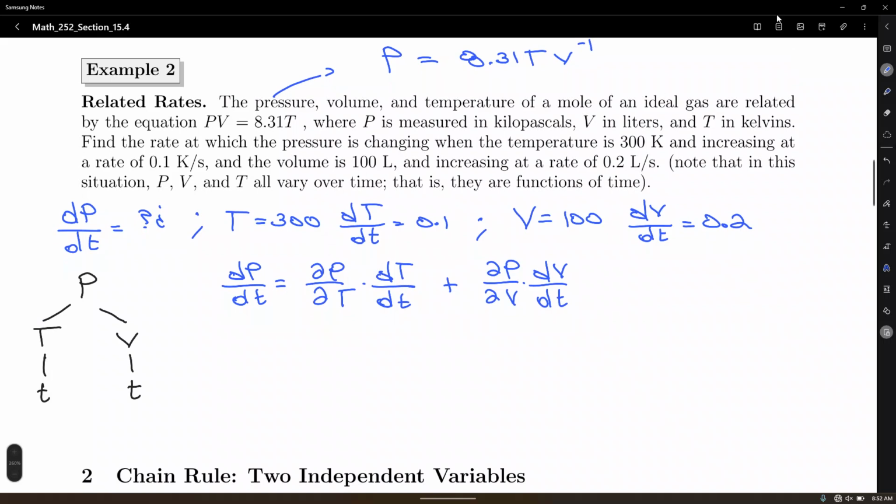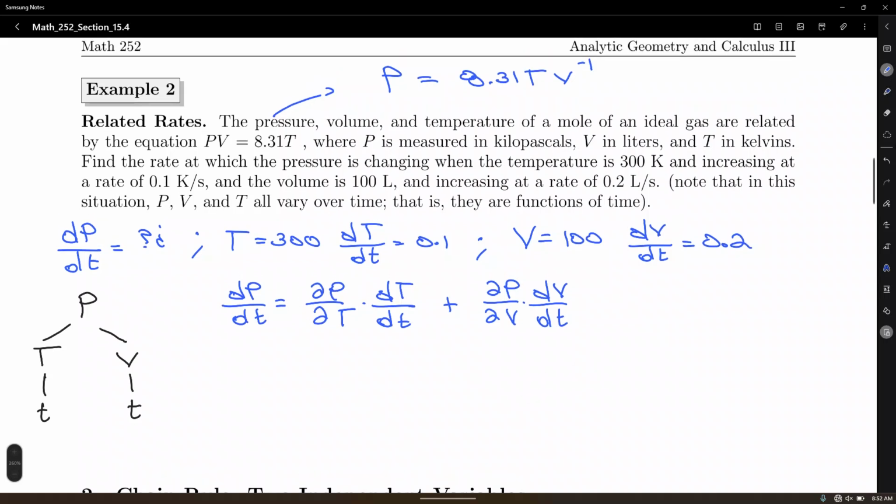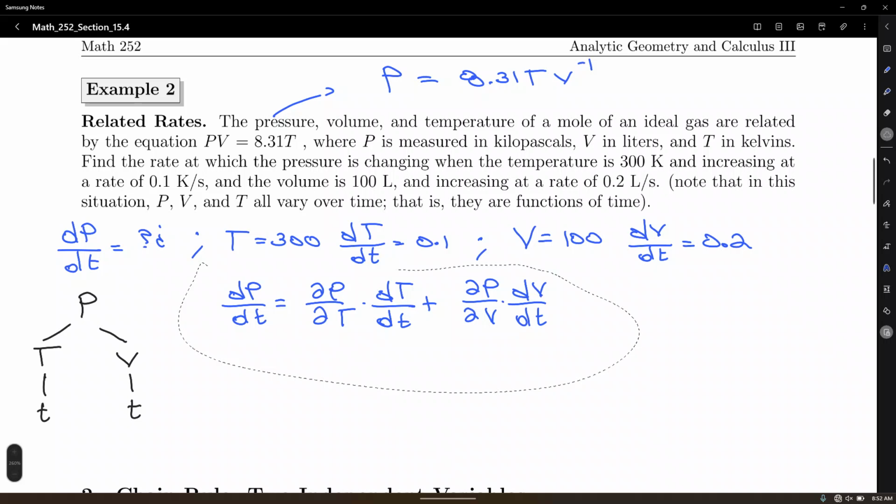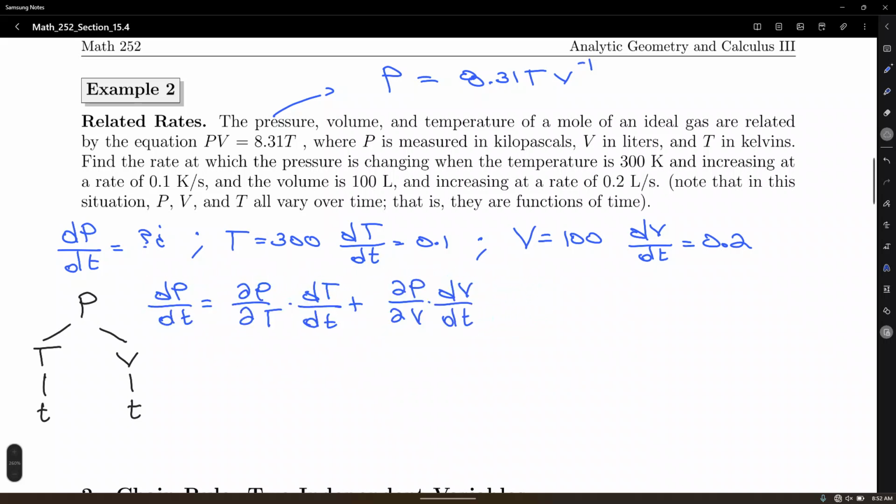Okay, so number one, let's find the partial of the pressure with respect to T. We're going to get those partials from the equation we had defined at the top. So with respect to T, that's just 1 times 8.31 V to the negative 1. But I need to multiply by the rate of change of the temperature with respect to time, which is a given, isn't it? Isn't that 0.1?